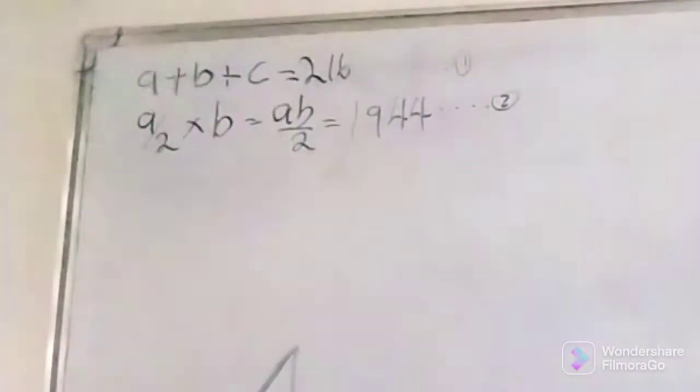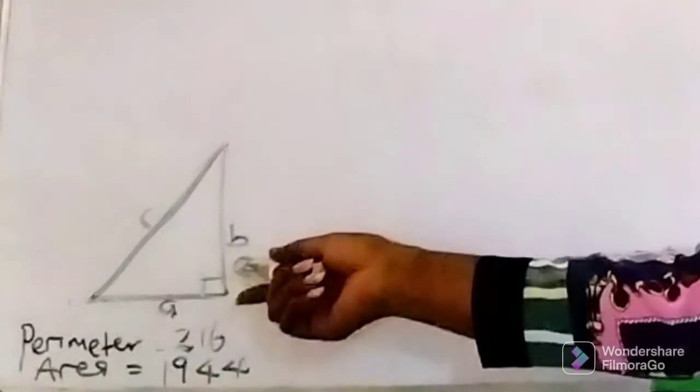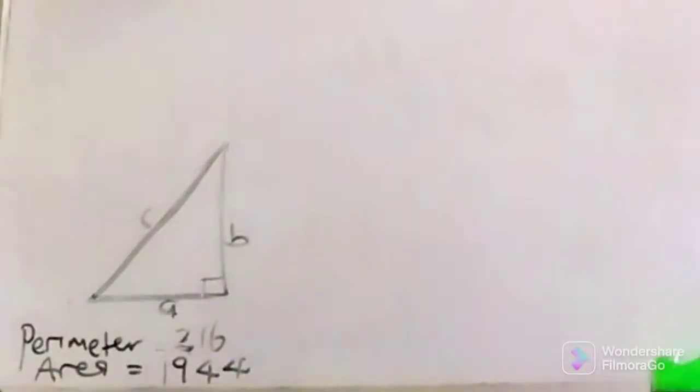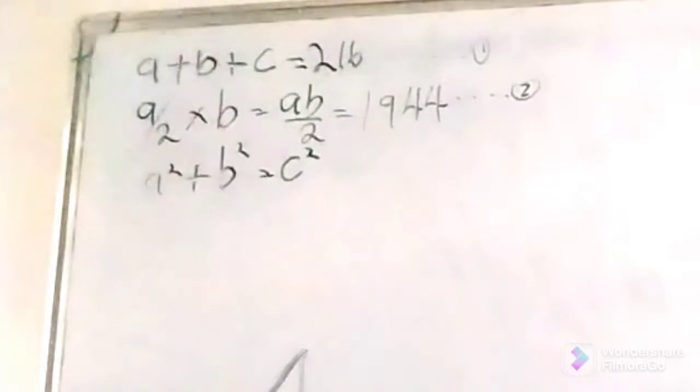So for want of more equations for us to get our unknowns, we'll employ Pythagoras theorem. For a right angle triangle, the sum of the squares of the two sides is equal to the square of the hypotenuse. So that means A squared plus B squared is equal to C squared. Right? We have something going here.